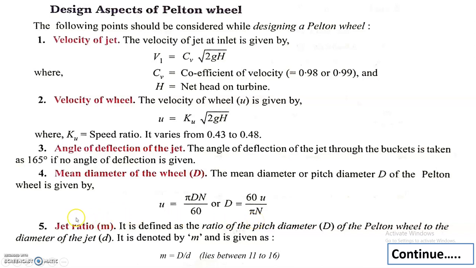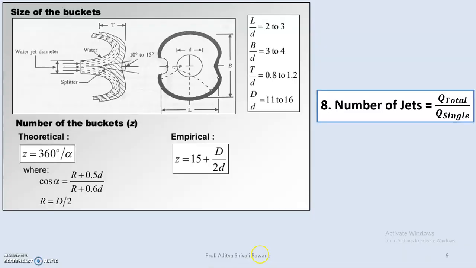And there is one more concept, that is jet ratio. So how can we calculate the jet ratio? It is nothing but the diameter of wheel divided by the diameter of jet. Generally its value lies between 11 to 16, but in actual case, or roughly, it is taken as 12 if there is no value mentioned.